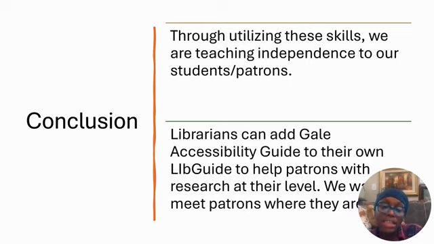Through utilizing these skills, we are teaching independence to our students and patrons. And libraries can also add the Gale Accessibility Guide to their own LibGuides to help patrons with research at their level. We want to meet patrons where they're at and build on those funds of knowledge that they already have. And it increases their independence and also autonomy. So that's what we want for people and our students to get out of research and information science.